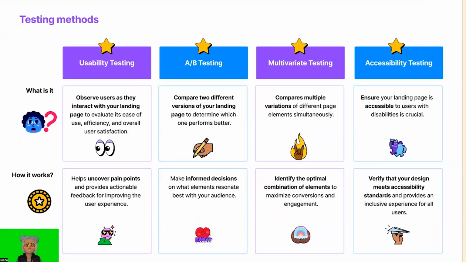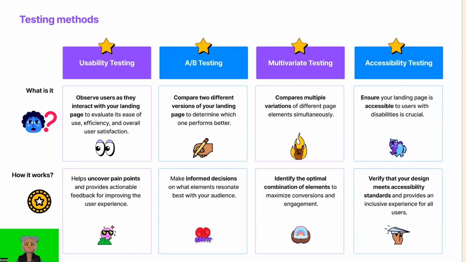The second one, A/B testing. A/B testing allows you to compare two different versions of your landing page to determine which one performs better. By testing variables such as layout, content, or call to action buttons, you can make informed decisions on what elements resonate best with your audience.